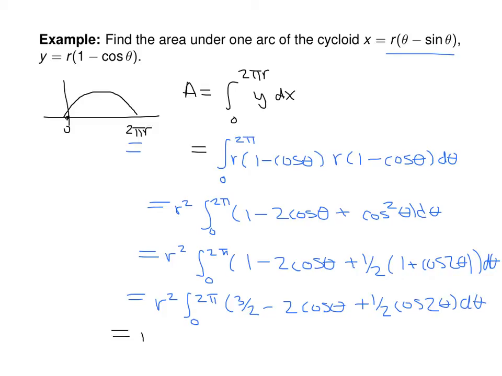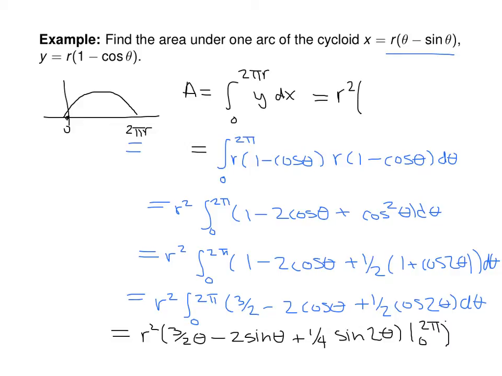Now if we anti-differentiate, we'll have r squared times 3 over 2 theta minus 2 sine of theta plus 1/4 sine 2 theta, evaluated from 0 to 2 pi. And when you input 2 pi and 0, sine of 2 pi and sine of 4 pi as well as sine of 0 are all 0. So what we're going to end up with here is r squared times 3 over 2 times 2 pi, which is 3r squared pi. So the area under one arc of the cycloid is given by 3r squared pi.